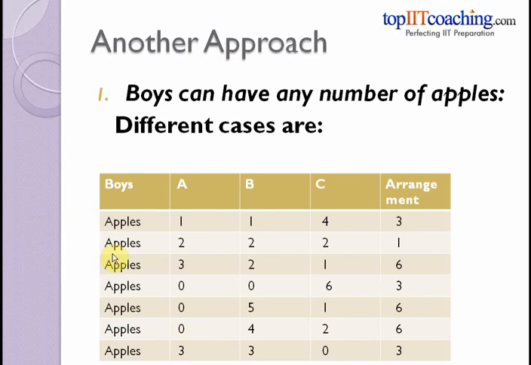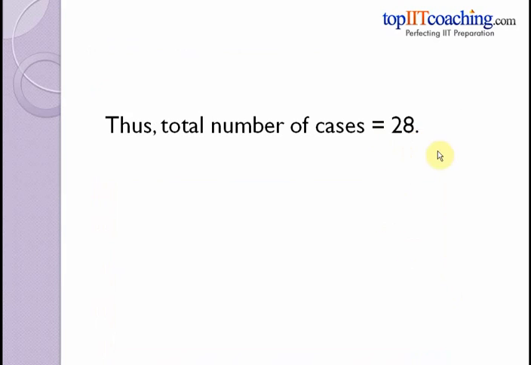Now the other case could be A getting 0 apples, B getting 4 apples and C getting 2 apples. So again the arrangement in this case is equal to 3 factorial, and that is 6. And the last case could be A getting 3 apples, B getting 3 apples and C getting 0 apples, and the number of arrangements in this case is equal to 3. So what we see is the total number of arrangements is equal to 3 plus 1 plus 6 plus 3 plus 6 plus 6 plus 3, and that is equal to 28. Thus we see that there are in all 28 cases, and this is equal to the answer which we obtained from the formula.